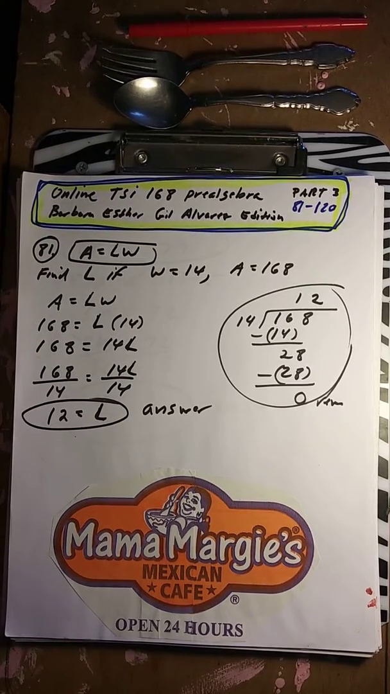Alright, we're going to do online TSI 168 pre-algebra, part 3, 81 through 120. Let's go ahead and get this.